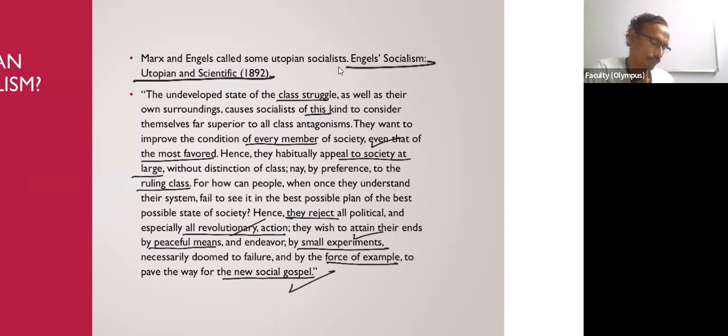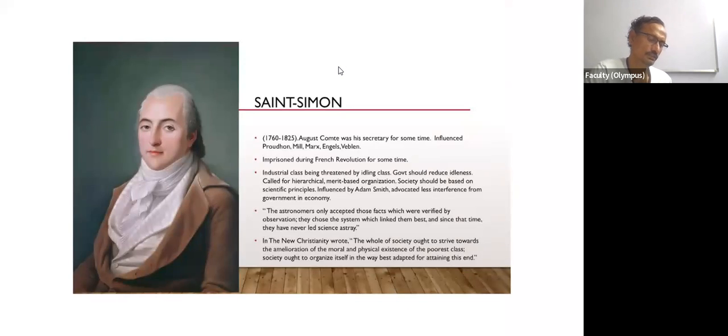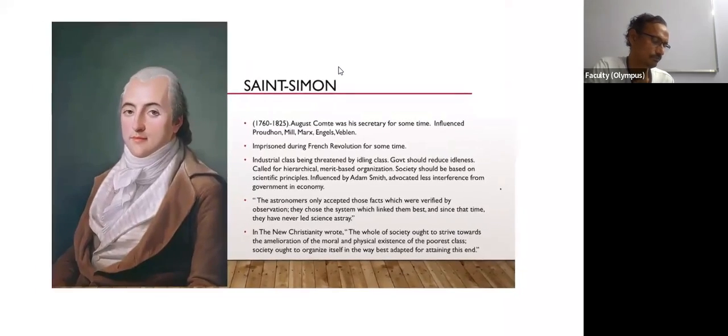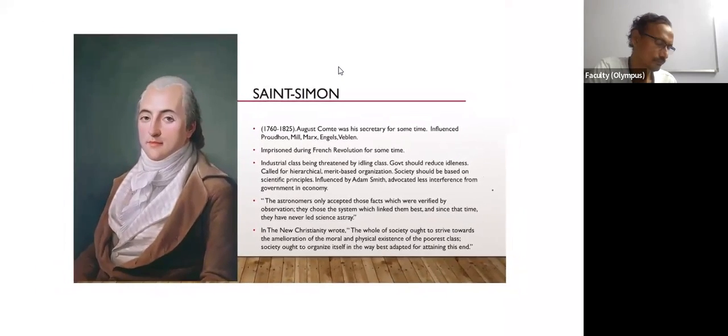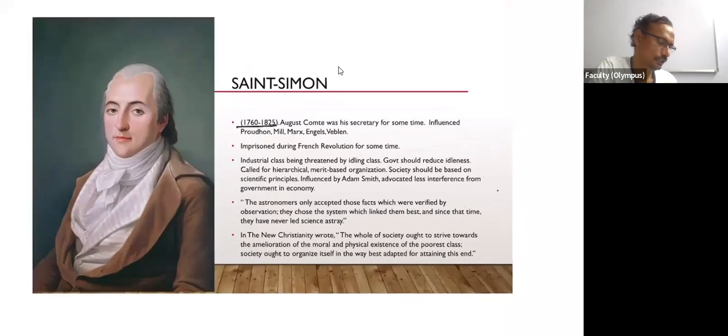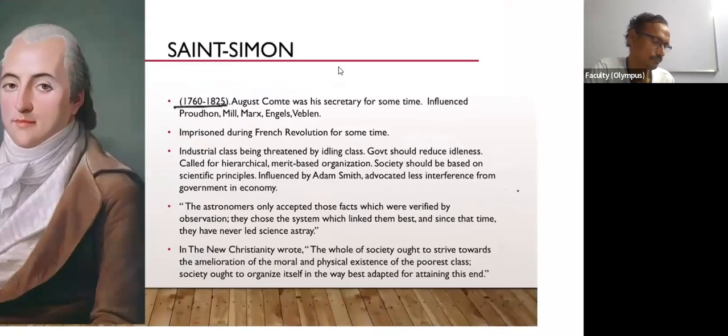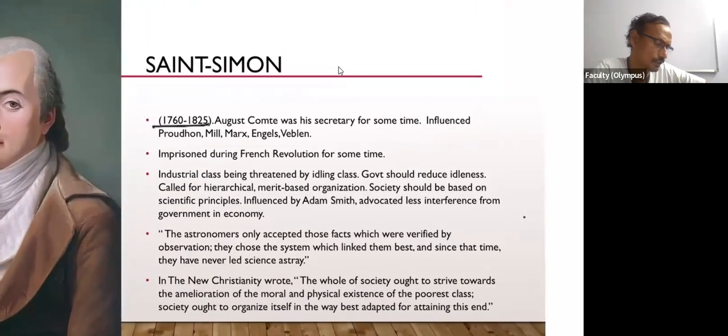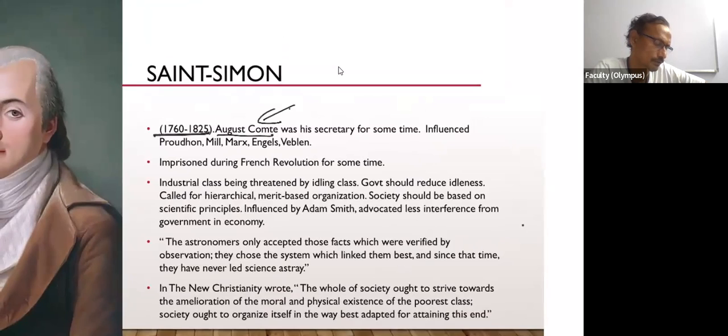So, who are these people? One of them is Saint-Simon, 1762 to 1825. Auguste Comte, who coined sociology, was his secretary for some time. He influenced many others: Proudhon, Mill, Marx, Engels, and Weber. He was imprisoned during the French Revolution for some time, but finally released when the Reign of Terror ended.